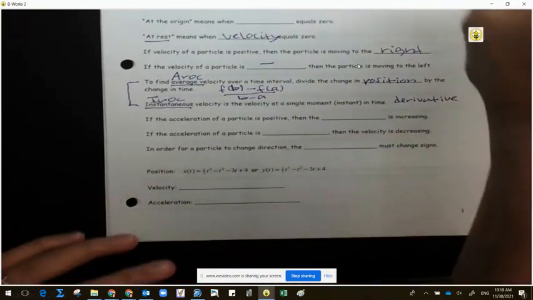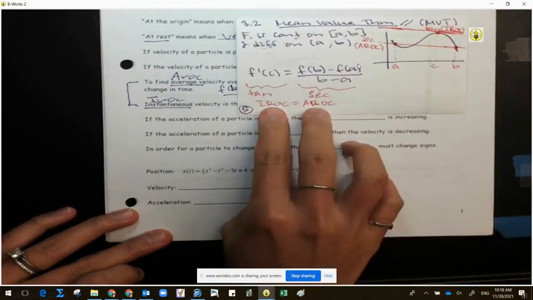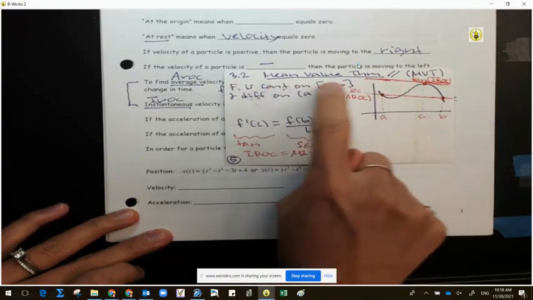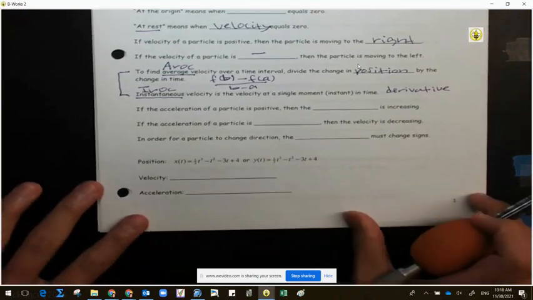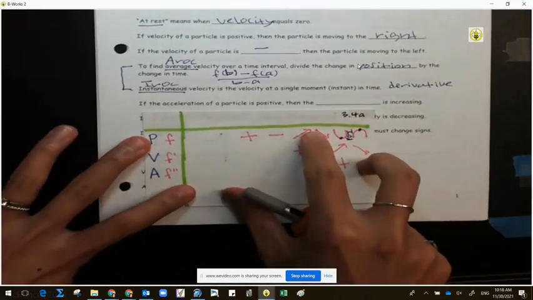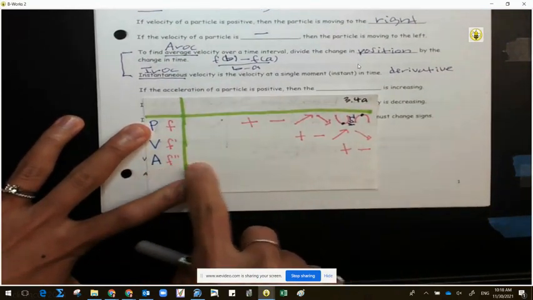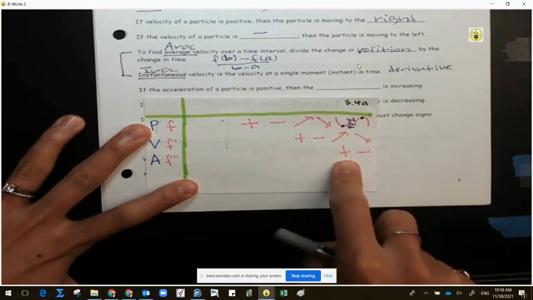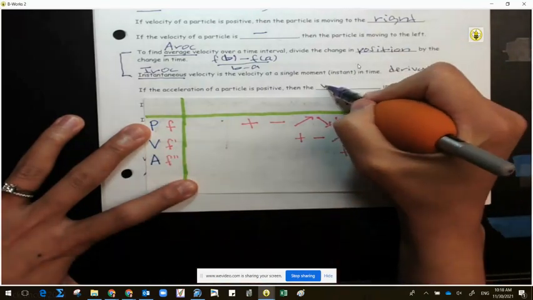And just to recall what we talked about before the break, if AROC and IROC are equivalent, what theorem are we looking at? Mean Value Theorem. We are going to use this eventually, so I'm just giving you guys a little reminder. All right, so going back to our PVA card, if the acceleration of the particle is positive, go to the row where it's got positive, then what is going to be increasing? f prime, which is velocity.